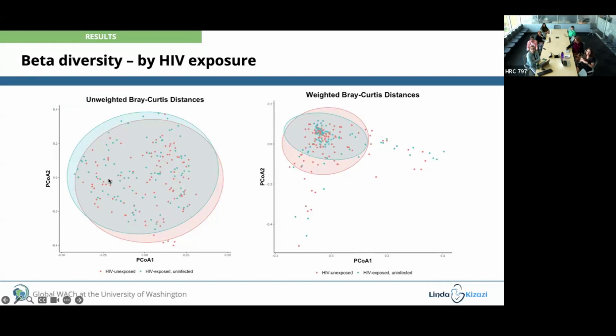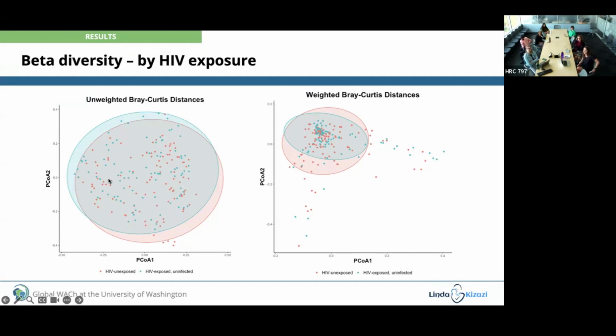So in this plot, again, the HEU kids are the reddish color and the exposed kids are the bluish color. And this plot on the left is very unexciting. Everything is overlapping, which suggests that there's not really any clustering happening by HIV exposure. HIV exposure is not really seeming to be why things are different from each other. The same thing is on the right.